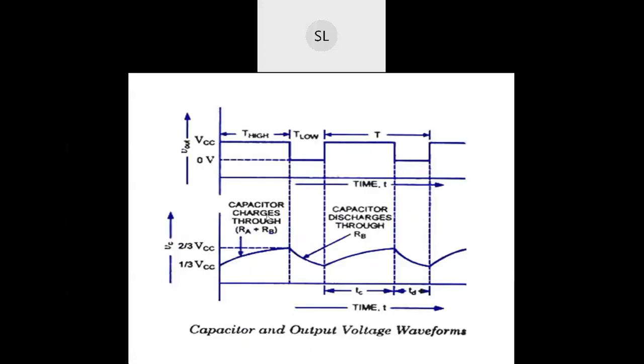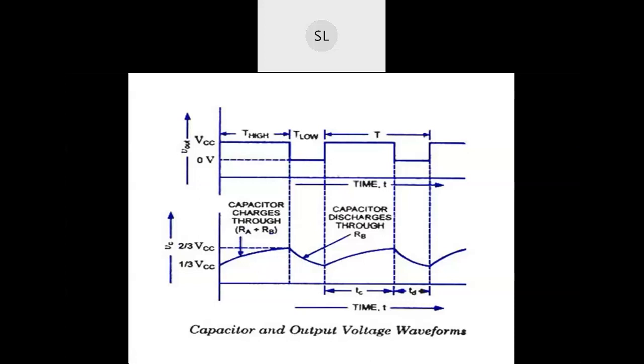So here you can see that whenever the capacitor is charging, the output of this timer will be high, whereas once the capacitor starts discharging towards 0, the output will remain low. Now, as soon as the voltage across this capacitor reaches one third VCC, the capacitor will stop discharging and again it will start charging through RA and RB. So, this process will repeat itself.